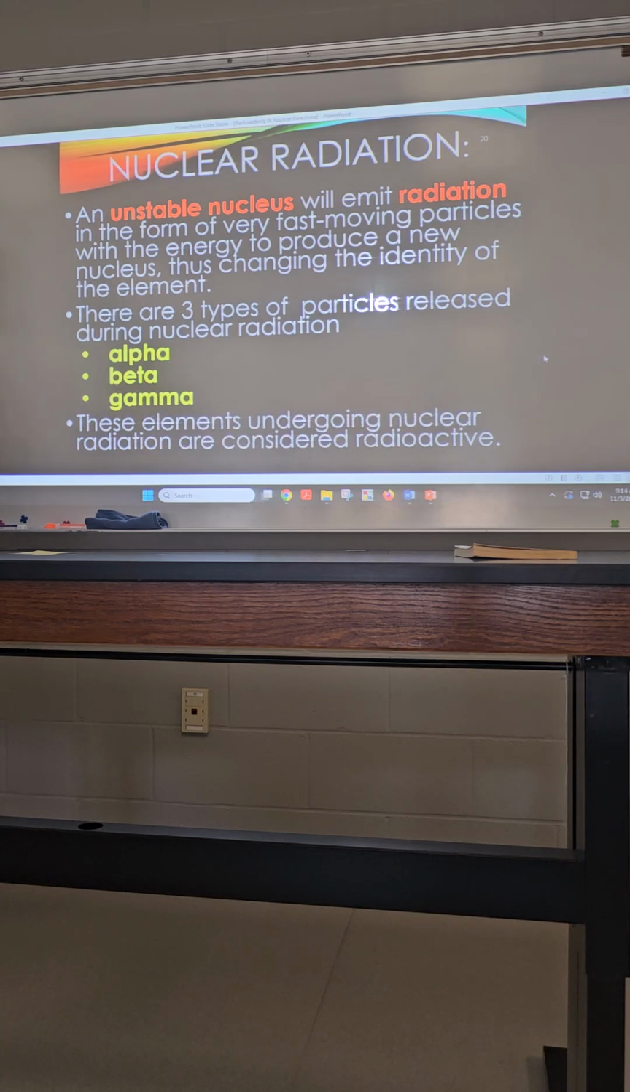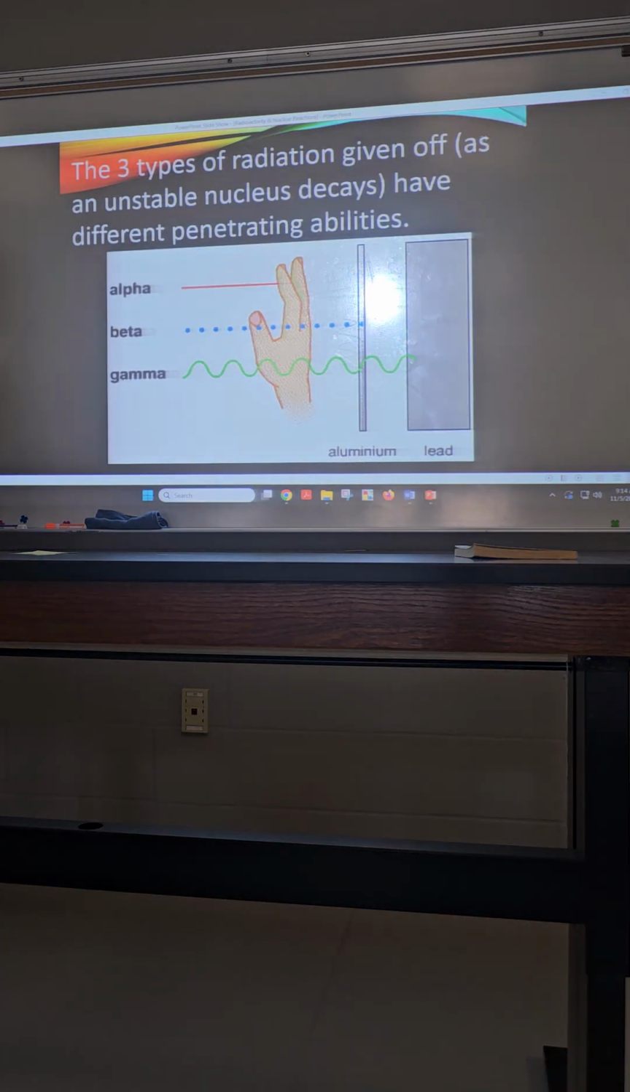What you're going to need to know is how strong these are and what they can go through and not go through, right? These elements undergoing nuclear radiation are considered radioactive. Even if they're totally safe, it's still the process of radioactivity, or them being radioactive, even if they're emitting perfectly safe forms of radiation. There are 3 types of radiation given off during an unstable nucleus's decay process. They have different penetrating abilities.